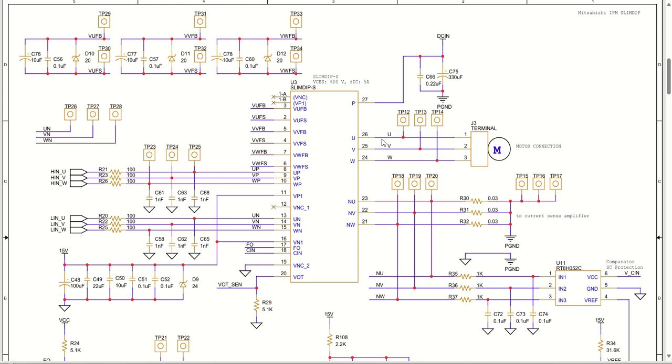Namaskar, my dear friends. Let us talk about IPM system design. So what we'll do is we'll talk about a complete design for intelligent power modules from Mitsubishi Electric.